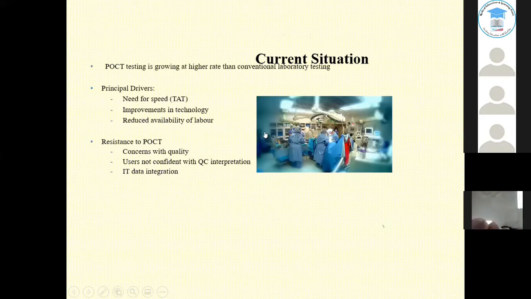It is in fact being said to be growing at a higher rate than the conventional laboratory testing. The principal drivers being a need for speed, that is reduced turnaround time, improvements in technology, and reduced availability of labor. Resistance to POCT, however, remains, and that is because of concerns with quality, users not being confident with QC interpretation, and of course, the IT data integration.